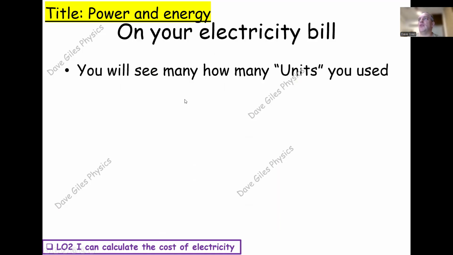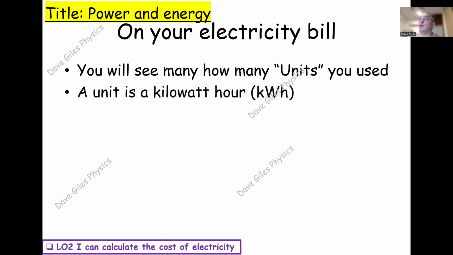So let's actually have a look at how much money it does cost to leave a light bulb on overnight. If you ever look at an electricity bill, you will see how many units you've used. Sometimes it might be written as units, sometimes as a kilowatt hour, kWh. This is one of the few times where we use hours instead of seconds. The number of kilowatt hours equals power times time.